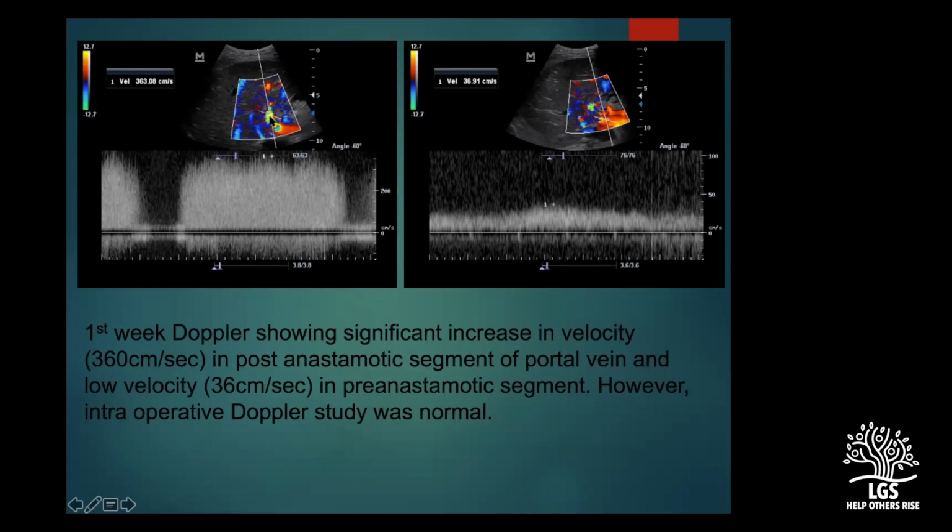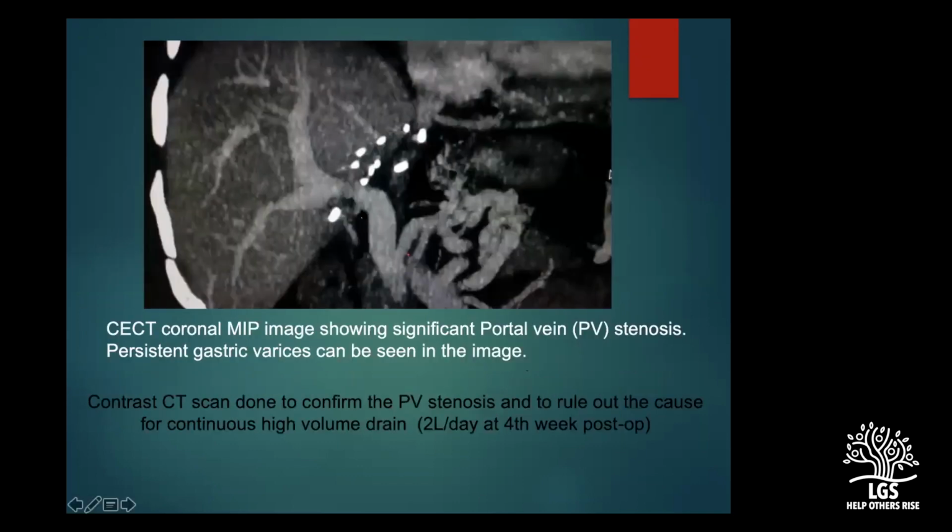So in the post-stenotic segment, if the velocity is more than 200, it's literally 360 centimeters per second here. And in the pre-stenotic segment, you see the velocity is 36 centimeters per second. There is such a discrepancy between the two. You definitely have to suspect portal vein stenosis. And this is one such case wherein there is a stenosis of the portal vein.